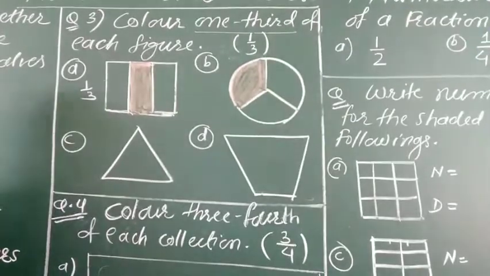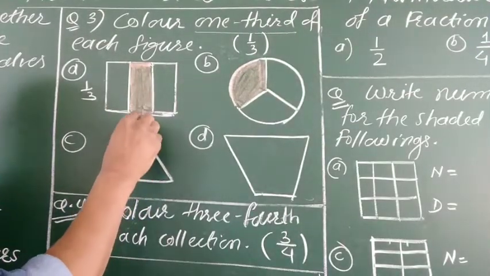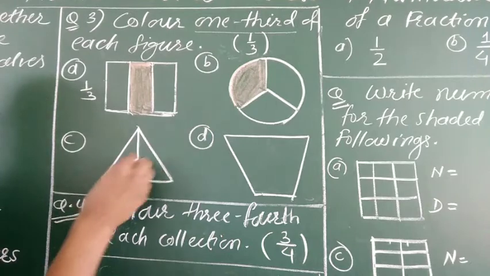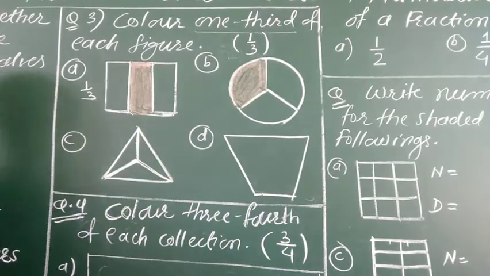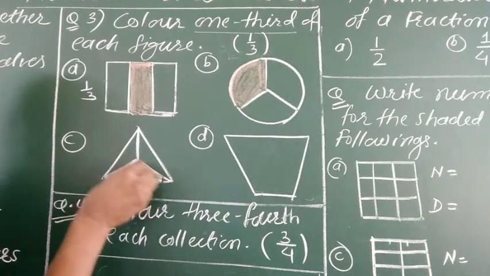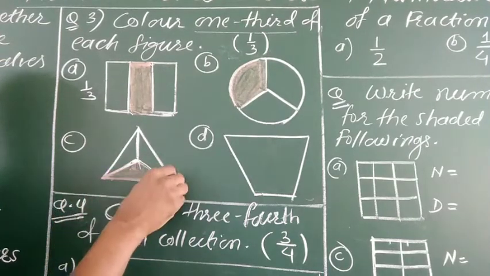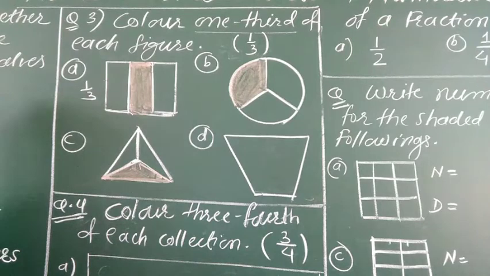Next, see. What is this? This is a shape here. Okay. Now it is divided into 3 parts here, like this. And now color any one part. Okay. So see, this is one part colored here. यहाँ पर आपका एक part color किया हुआ है.